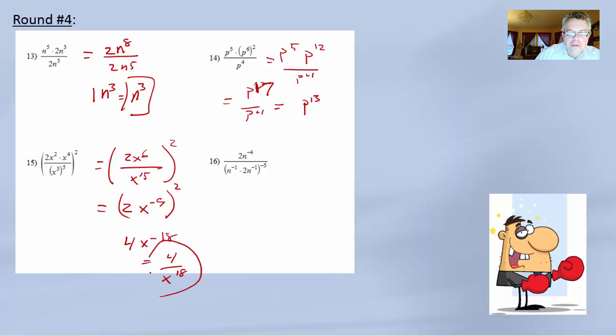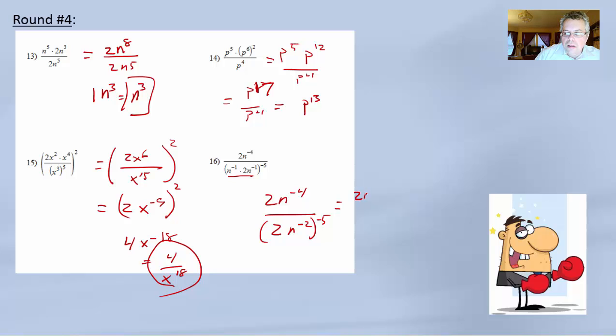Wow, these are getting really complicated, but you can do them. Here, do the parentheses first. Get 2n to the negative 4. When you multiply these, negative 1 plus negative 1 is negative 2. So we get 2n to the negative 2, all to the negative 5. Okay, this one is really crazy. So let's keep going though.